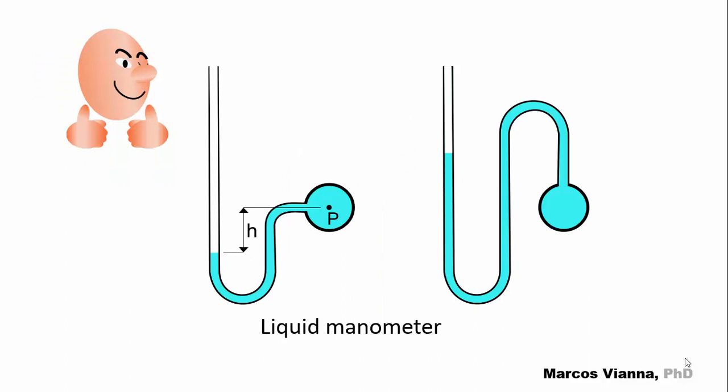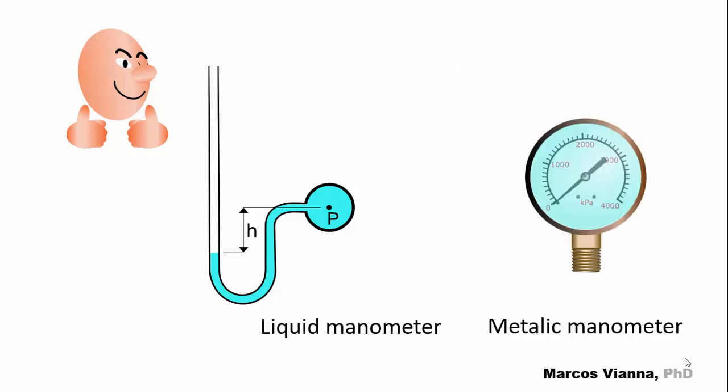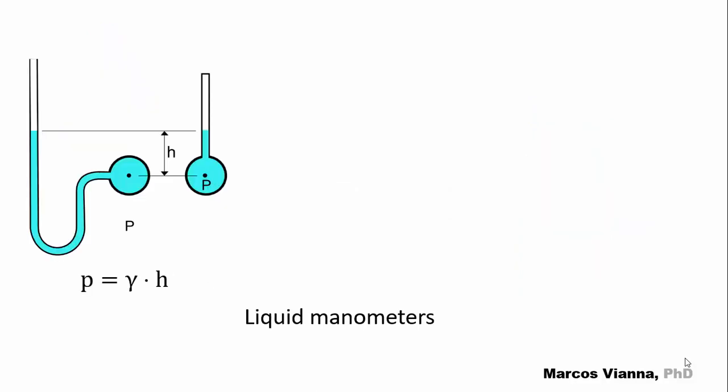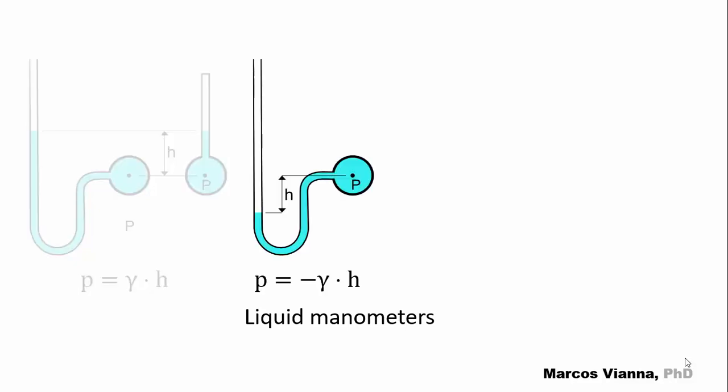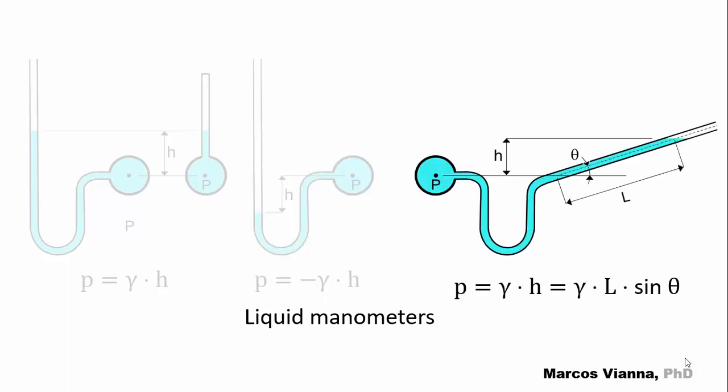Manometers like this are also called liquid column manometers or liquid manometers. We make this distinction because there are also metallic manometers that we'll see in the next video. But let's get back to the subject of this video. As we've seen, our U-tube manometer can be used for positive pressures. The pressure will be P equals gamma H. And for negative pressures, the pressure will be P equals minus gamma H.